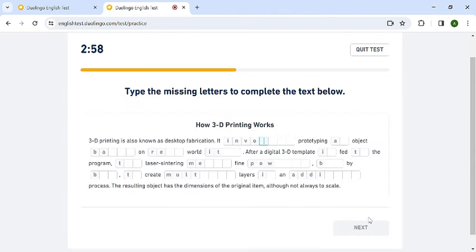Now fill in the gaps again. 3D printing is also known as desktop fabrication. It involves prototyping an object based on a real world item.